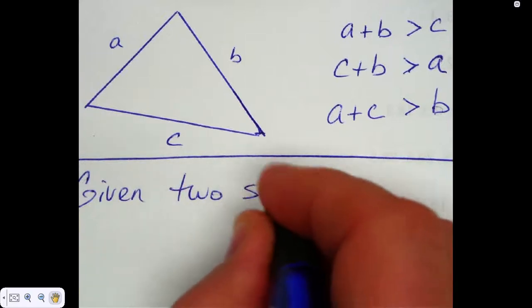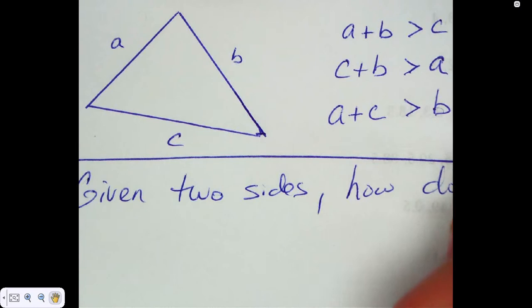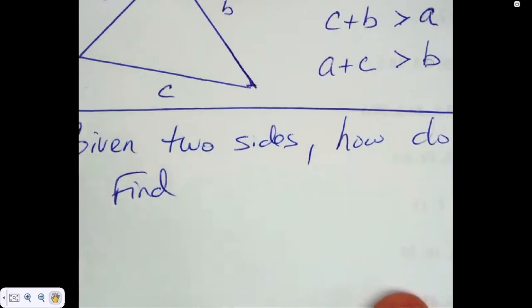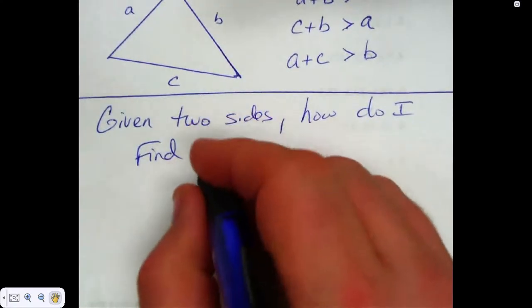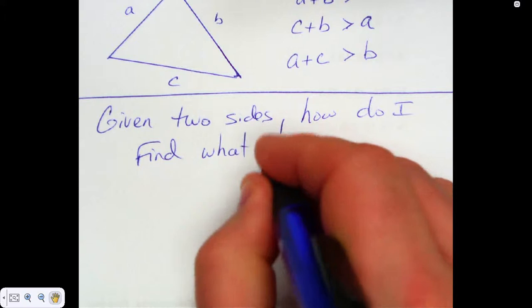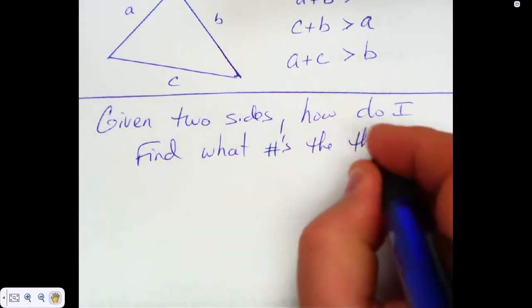Given 2 sides, how do I find what numbers, plural, the third side could be?